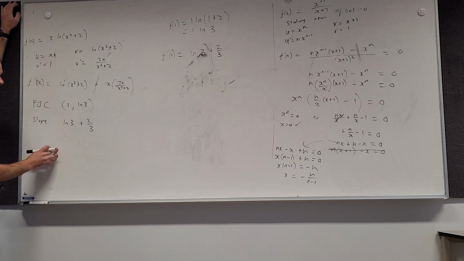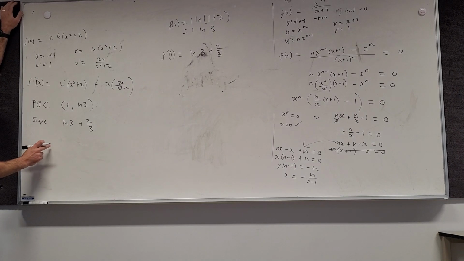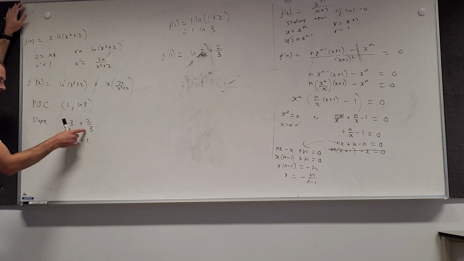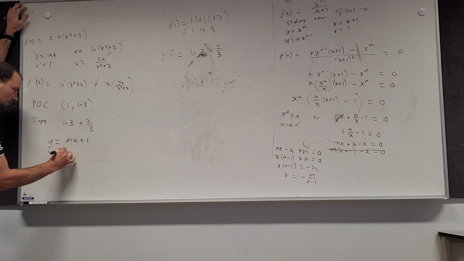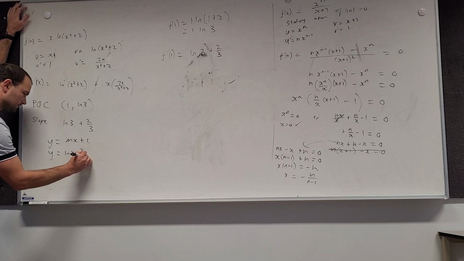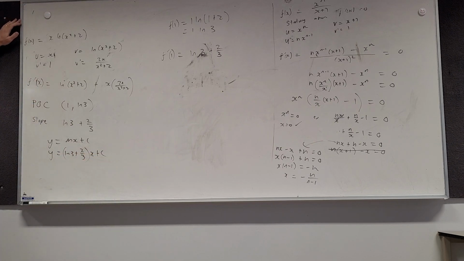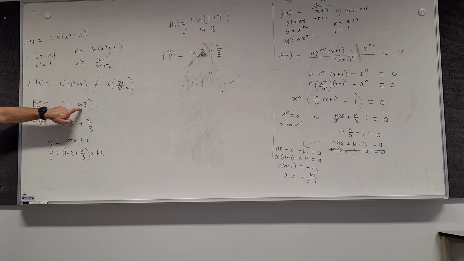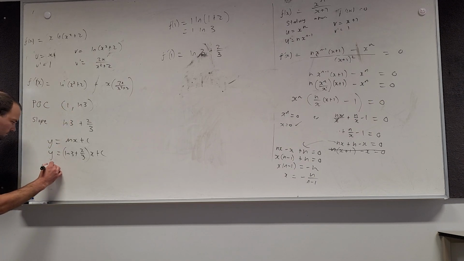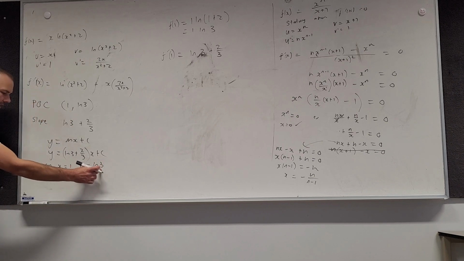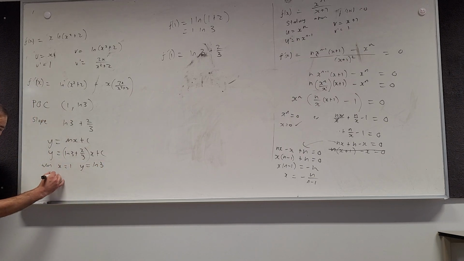equals mx plus c. I'm just thinking, yeah, we'll just do it this way. Y equals mx plus c. We've got m is ln of 3 plus 2/3, times x. And we go, when x is 1, y is ln 3. So we put ln 3 where the y is. Can you guys see this?